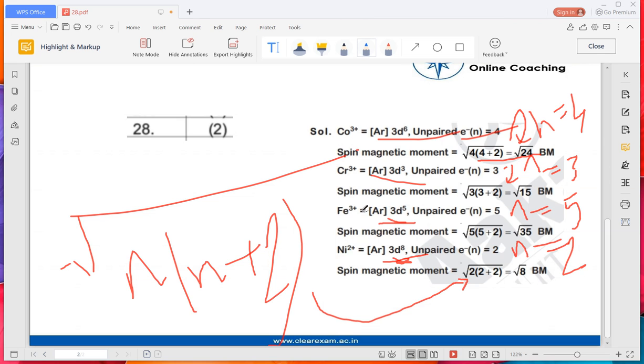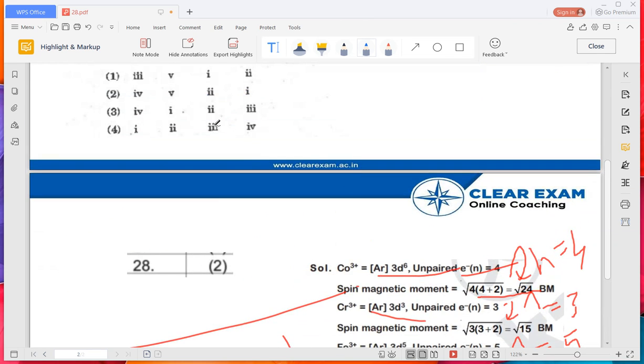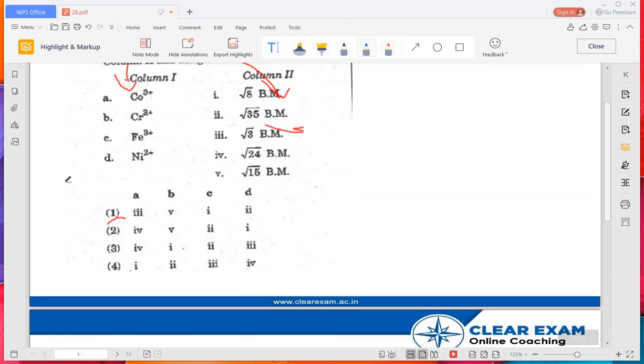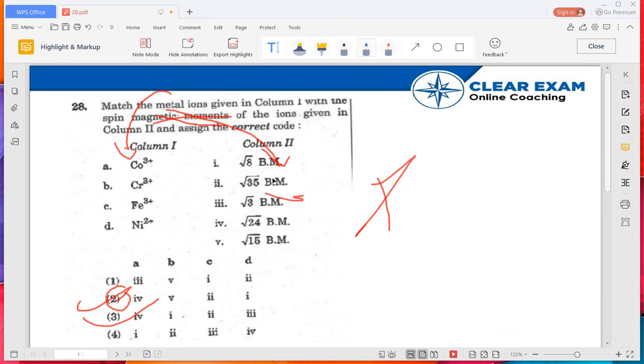So basically we put it here and we get the spin magnetic moment, then we match the column and get the answer. These types of questions are easier when you know the spin magnetic moment.